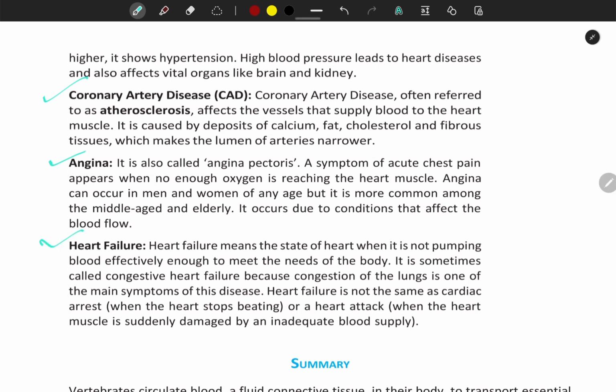Heart failure. Heart failure means the state of heart when it is not pumping blood effectively enough to meet the needs of the body. It is sometimes called congestive heart failure because congestion of the lungs is one of the main symptoms of this disease. Heart failure is not the same as cardiac arrest when the heart stops beating, or a heart attack when the heart muscle is suddenly damaged by an inadequate blood supply.